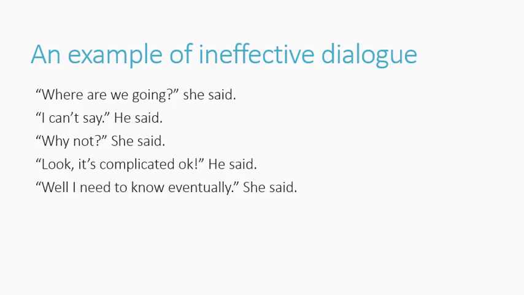"Where are we going?" she said. "I can't say," he said. "Why not?" she said. "Look, it's complicated, okay?" he said. "Well, I need to know eventually," she said.